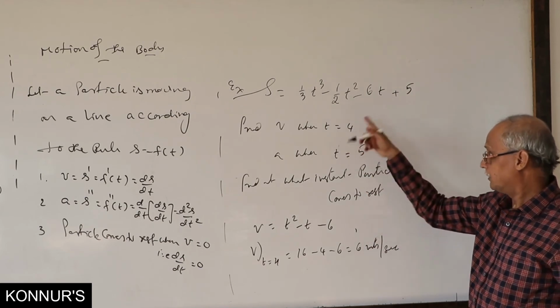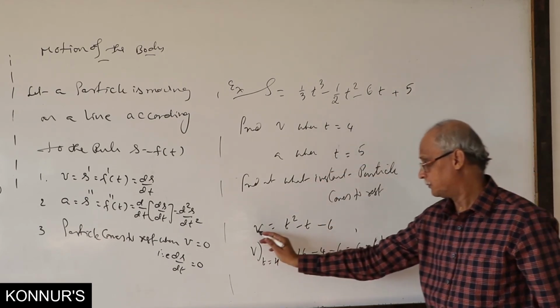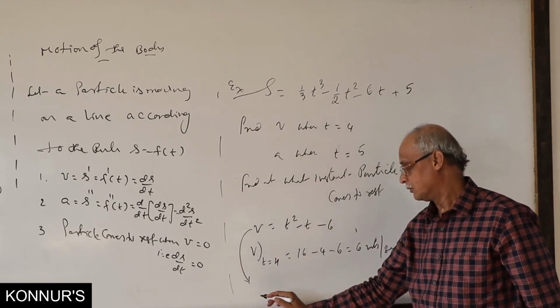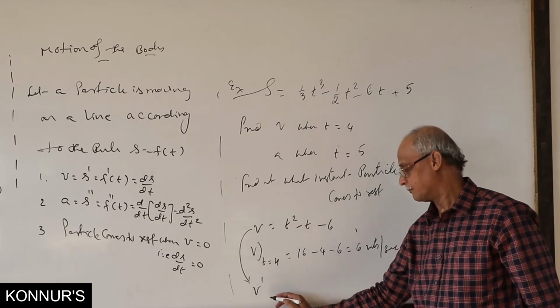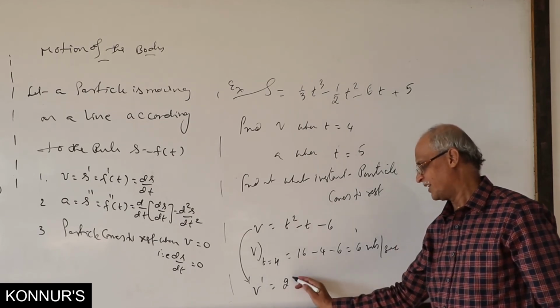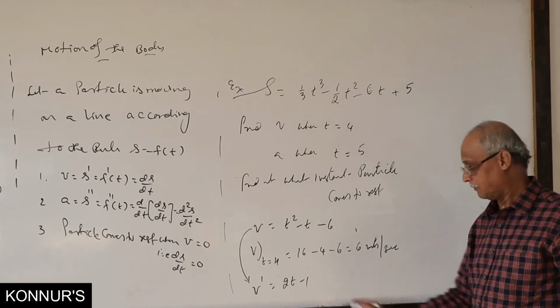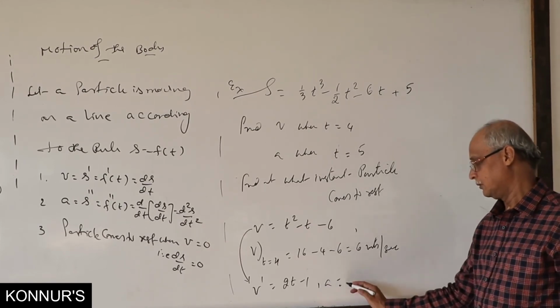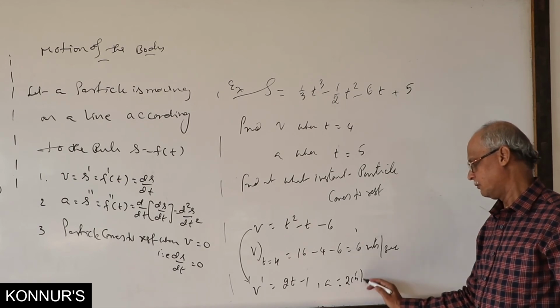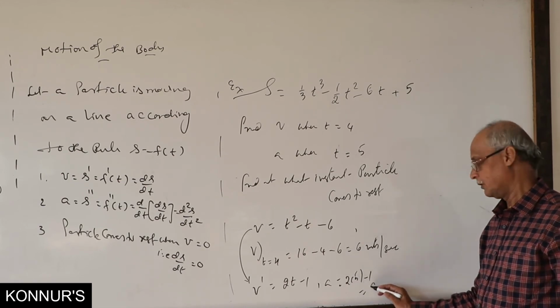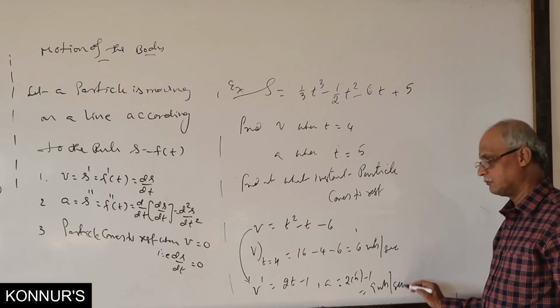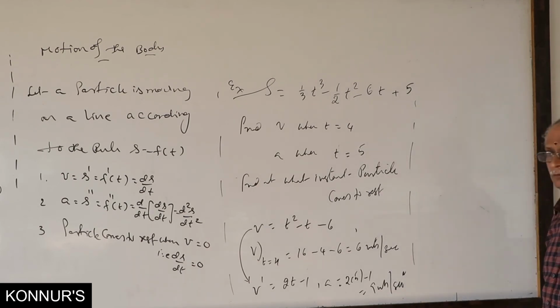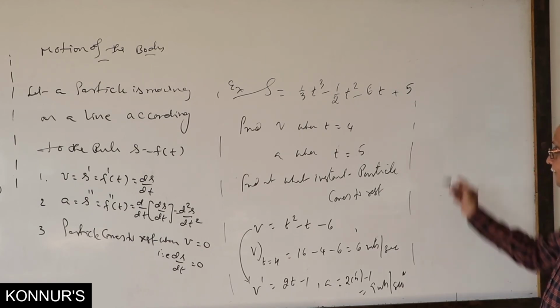Next, we need acceleration, then we have to go for the next derivative. What is v dash? 2t minus 1. This is called acceleration. How much is the t value? 5. 2 times 5 minus 1, 10 minus 1, 9 units per second square. Here one property I want to give you, one relation. Note.